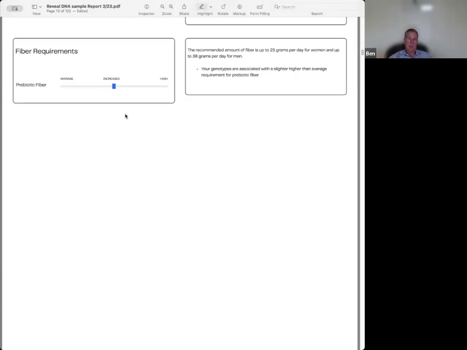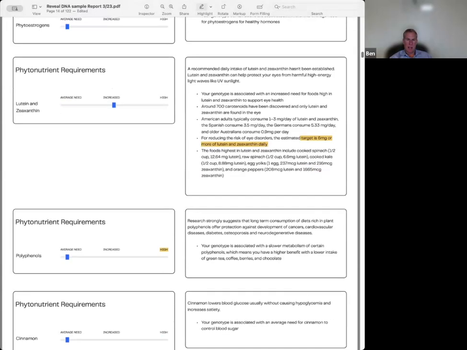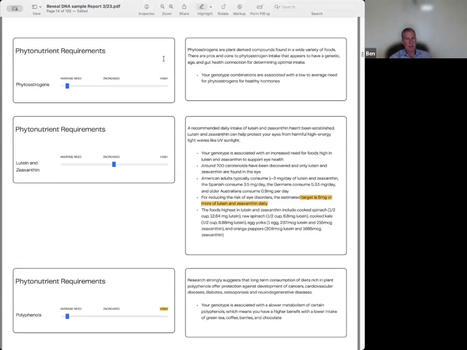Not a mineral, not a nutrient, but something that's given in the test, and we want to mark quickly where the fiber is. All right, so we're going to keep it moving. Now we're getting into plant-based requirements. We just did the vitamins and minerals. And now we're going to talk about plant-derived compounds. First one that comes up is phytoestrogens. This person does not have an increased or a high need, so we keep moving.